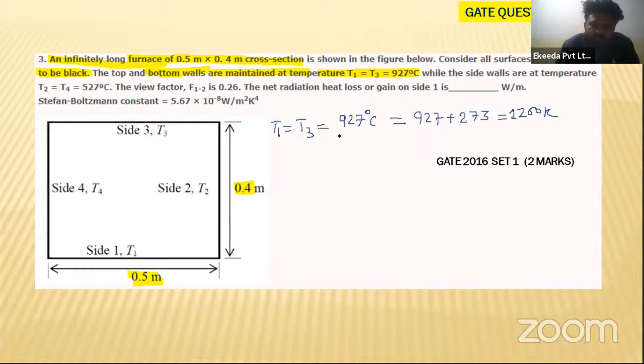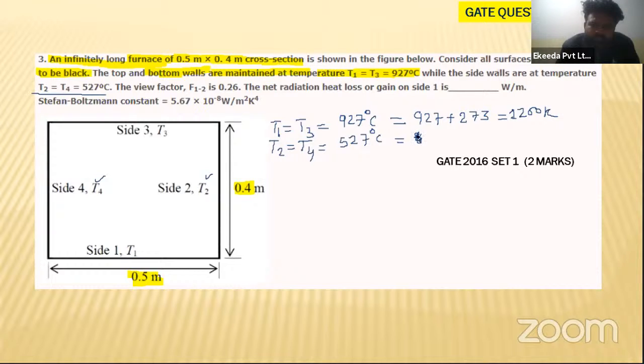1200 Kelvin. Now let us see the next. While the side walls are at a temperature of T2 is equal to T4 is equal to 527 degrees Celsius. So T2 and T4 values they have given. So what is the value of T2 and T4? I'm directly doing the question. I'm not writing too much, so you can easily understand. So 527 plus 273, 600 plus 200. This will become 800. Okay.